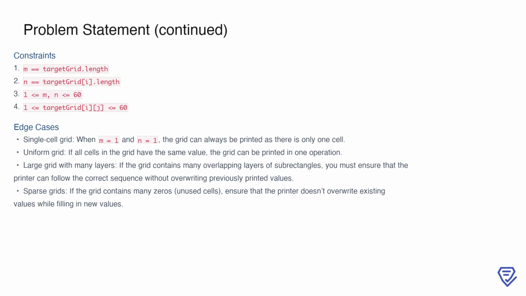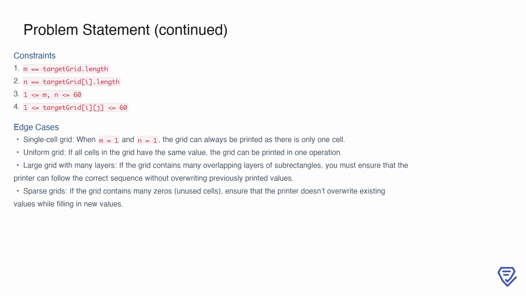Finally, let's review the constraints and edge cases. The dimensions of the grid are defined by m rows and n columns, where both m and n can range from 1 to 60. Each cell in the grid contains a value between 1 and 60. For edge cases, consider a single-cell grid, where printing is always possible since there's only one cell. For a uniform grid where all cells have the same value, the grid can be printed in a single operation.